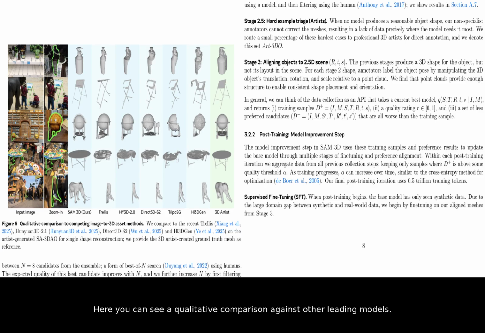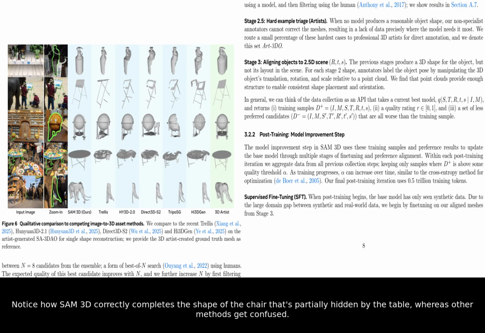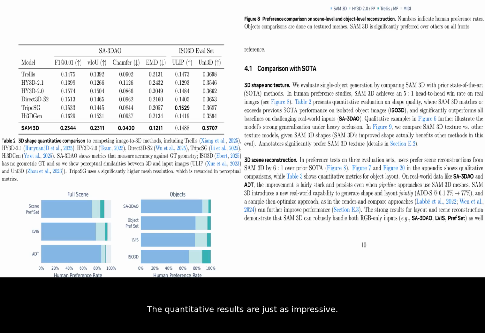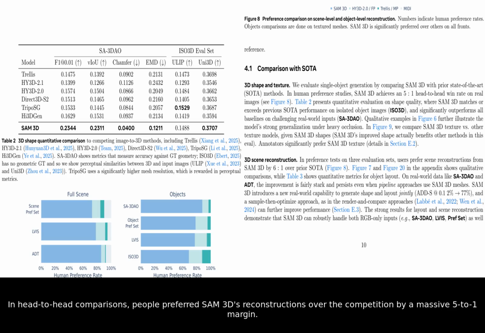Here you can see a qualitative comparison against other leading models. Notice how SAM3D correctly completes the shape of the chair that's partially hidden by the table, whereas other methods get confused. It consistently produces more accurate and complete shapes, even with heavy occlusion. The quantitative results are just as impressive. This chart shows human preference rates, and it's not even close. In head-to-head comparisons, people preferred SAM3D's reconstructions over the competition by a massive 5-1 margin.